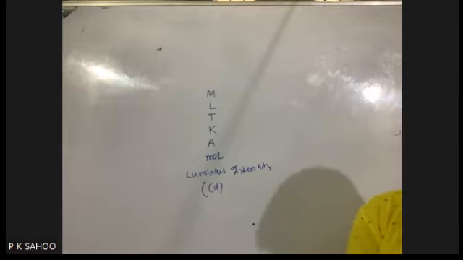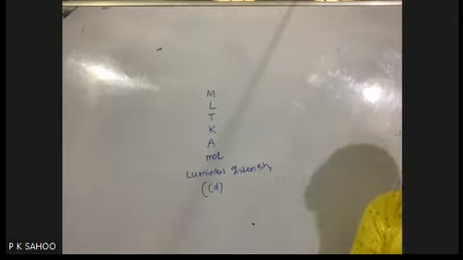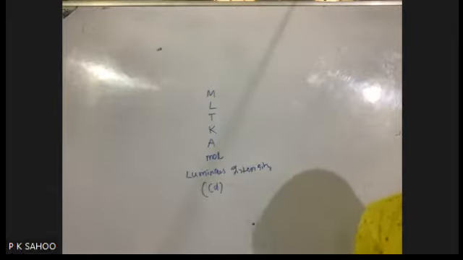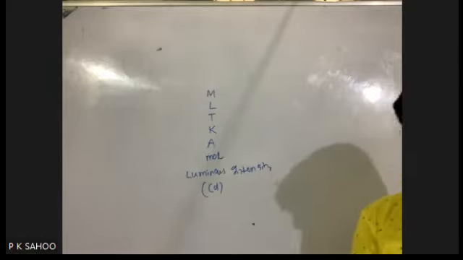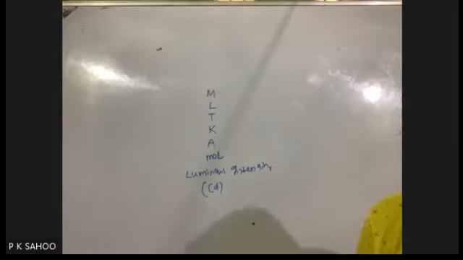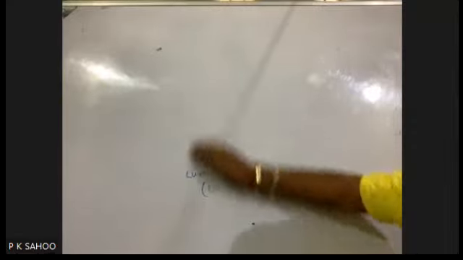Once you write in your copy: mass, length, then time, temperature, Kelvin, electric current, ampere, amount of substance, mole, luminous intensity, candela. Write these fundamental quantities in your copy, and you have to mug up the 7. Then we'll go to the dimension now. You see how we'll find the dimension.